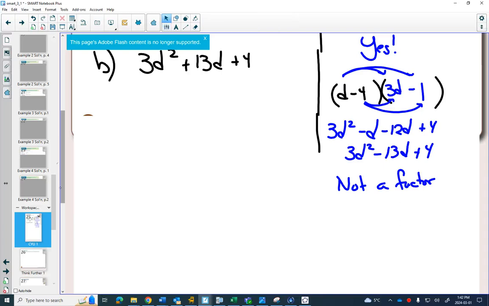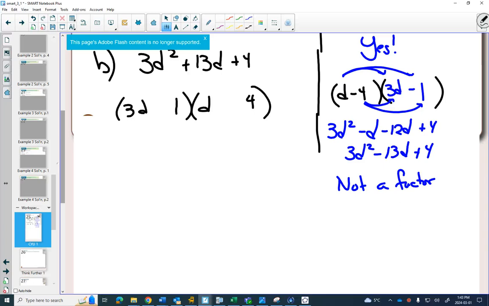Using the other method, we would actually factor it. The only way would be 3d and d. To get 4, could be 1 and 4, 4 and 1, or 2 and 2. And we need our outside and inside to make 13. I hope that you see that a 4 here makes my outside 12, and a 1 there makes my inside 1. 12 and 1 is 13. If it needs to be positive 13, I would need a positive 12 and a positive 1. Is d minus 4 a factor? No.